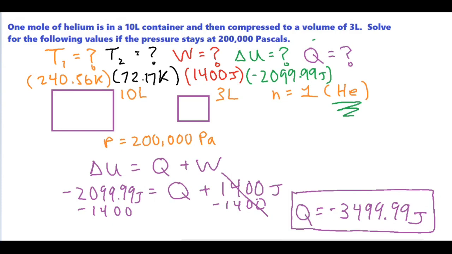So although work was being done on the system by the surroundings, and it got that positive 1,400 joules, that wasn't quite enough to counteract the amount of heat being transferred out of the system. Therefore, the total energy ended up being a decently large negative value for our delta U. I hope that was helpful in breaking down how to find the temperatures, work, delta U, and the Q. Thank you for watching and listening.